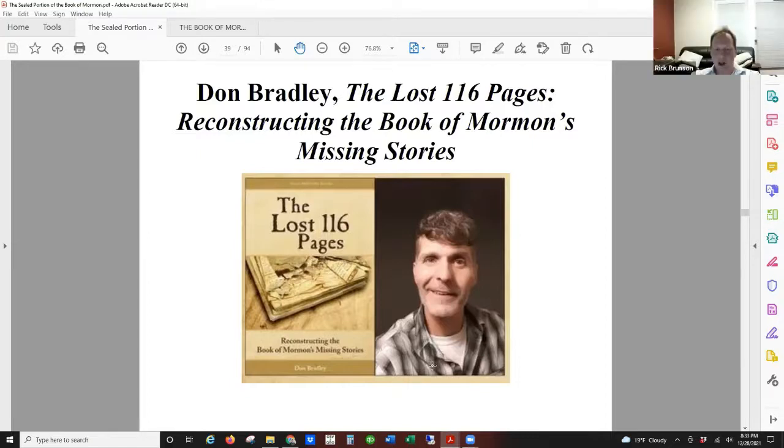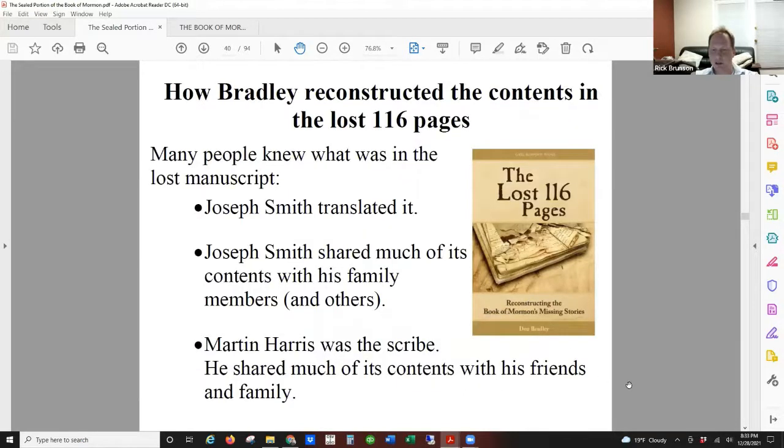So Don Bradley, he knows Ron. He interned for Ron Esplin with the Joseph Smith Papers, and so Ron speaks highly of him. And I know Rod Schmidt has read a little bit of this book. I don't know if he finished it or not, but I was hoping he'd be here to tell us about it. Dennis, the next little bit, I'm going to talk about this book. Bradley in this book took it upon himself to try and recreate the stories and the contents in the last 116 pages.